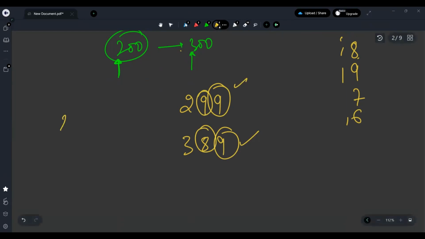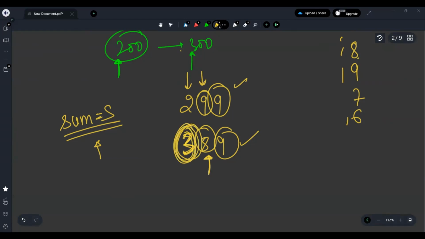Because we are given the sum equal to s, we have to complete the sum. Since we have to complete the sum, we will add 2, so then it will increment this number. But when we are taking 3, it will obviously decrement this number. Why? Because we have taken a greater number ahead. If I take a greater number ahead, we will reduce the previous number.